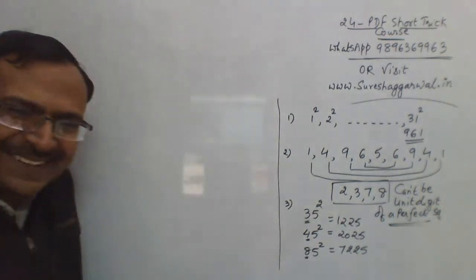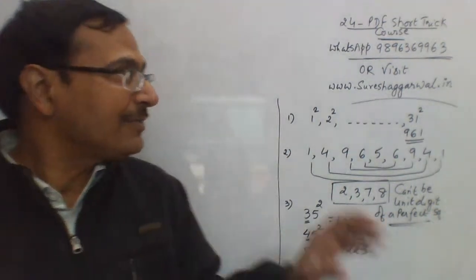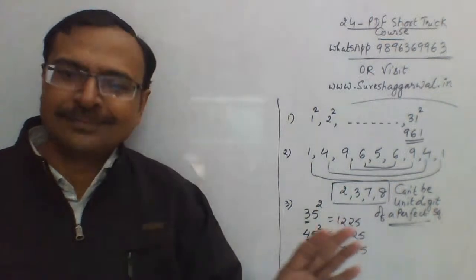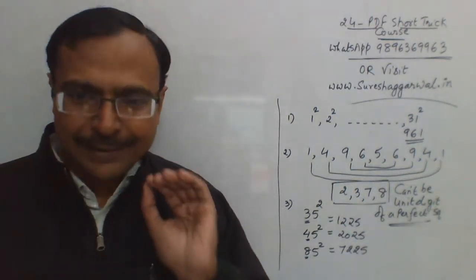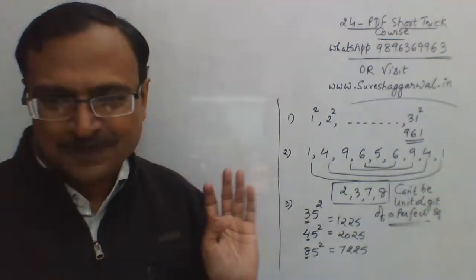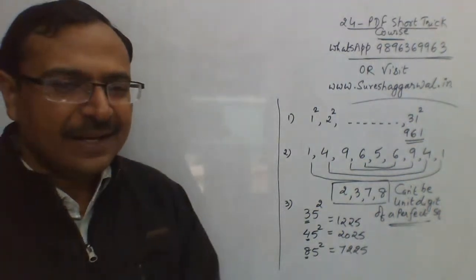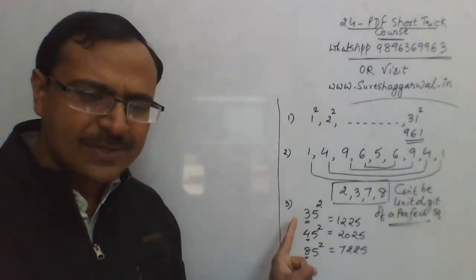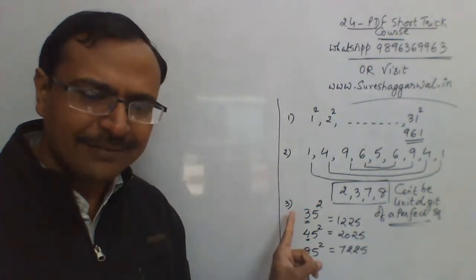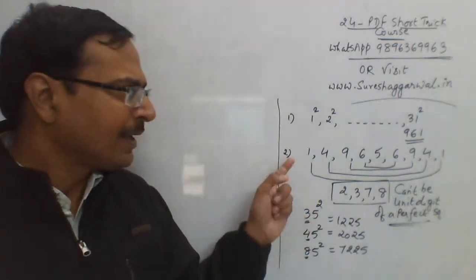Done. Now, if you are aware of these three concepts, finding the square root of decimal numbers is going to be really, really easy. I've not explained anything till now. This is just finding the square of a number ending with 5. You can do that orally.